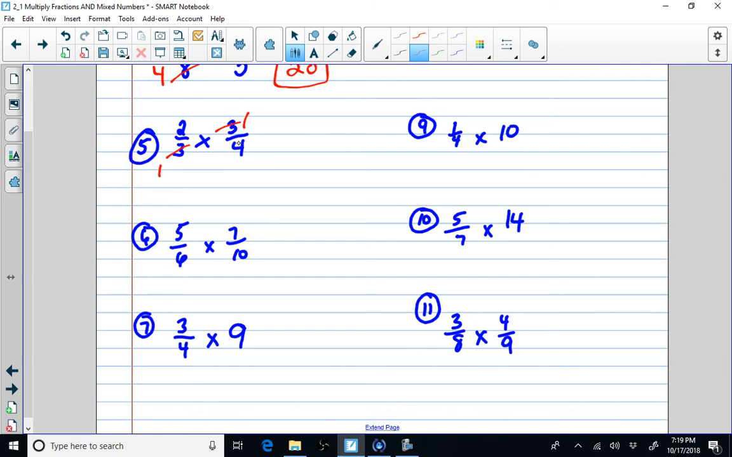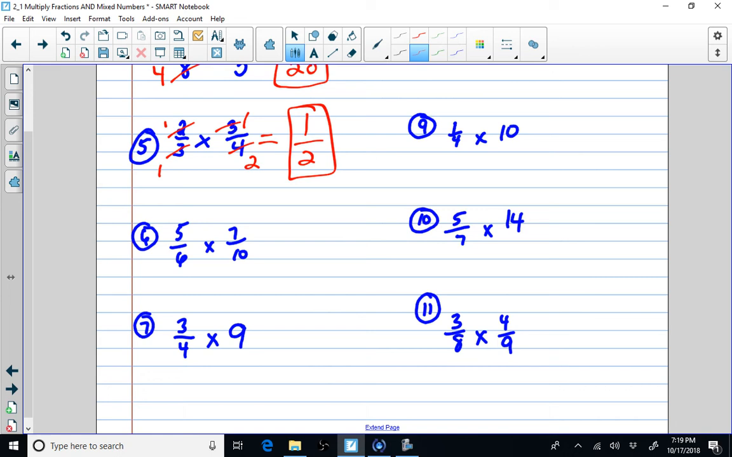Then I look at 2 and 4. They also have a common factor of 2. So 2 divided by 2 is 1, and 4 divided by 2 is 2. Now I'm ready to multiply. 1 times 1 is 1. 1 times 2 is 2, right? And I get a product of 1/2.